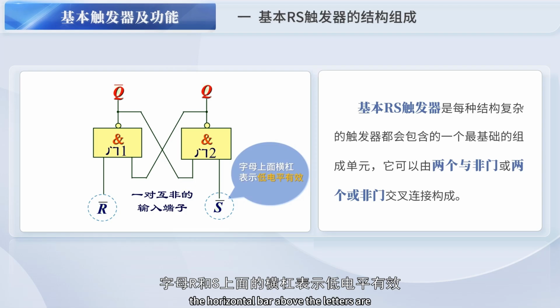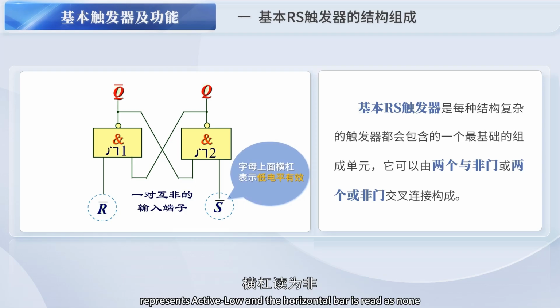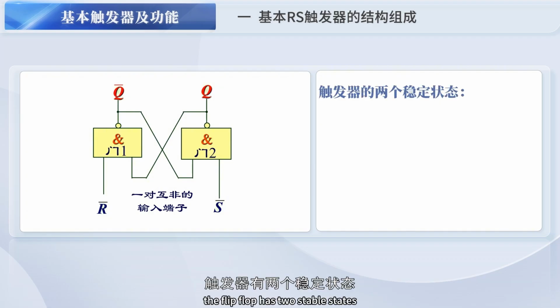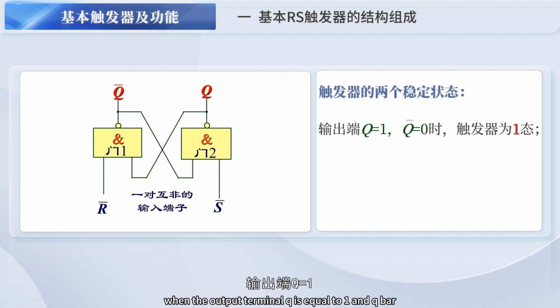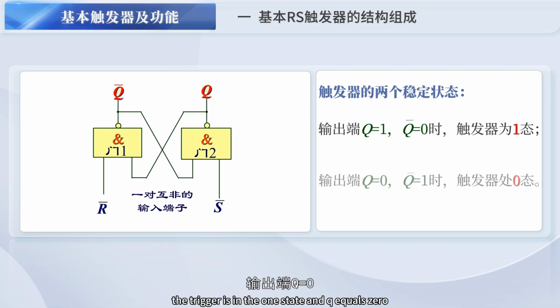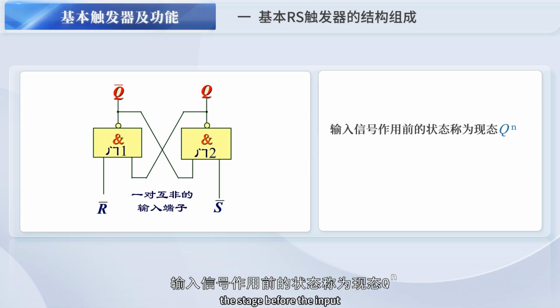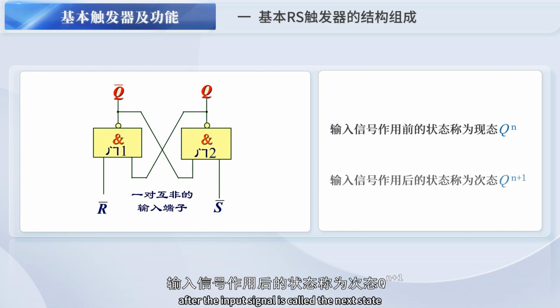as an example. The horizontal bar above the letters R and S represents active low, and the horizontal bar is read as "not". Normally, the two output terminals should be in opposite states. The flip-flop has two stable states. When the output terminal Q equals 1 and Q bar equals 0, the trigger is in the 1 state. When Q equals 0, the trigger is in the 0 state. The state before the input signal is called the current state Qn. The state after the input signal is called the next state Qn plus 1.